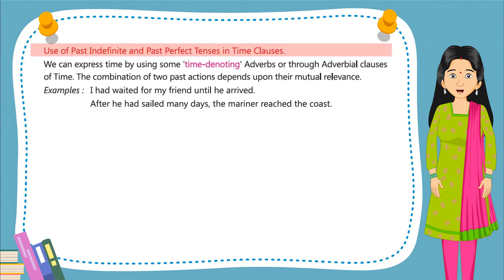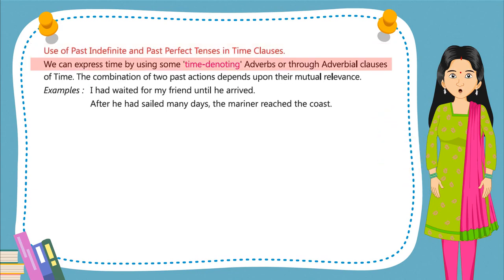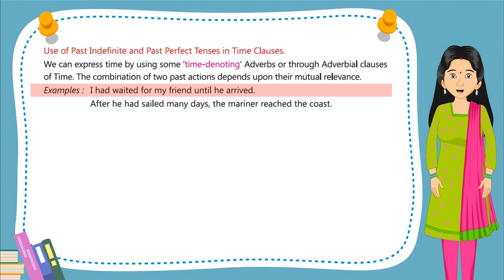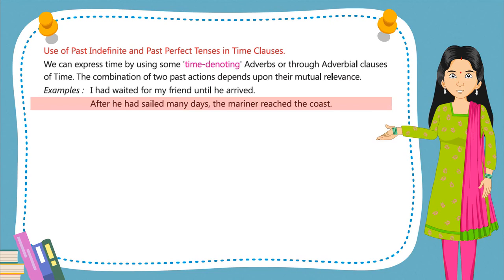Use of past indefinite and past perfect tenses in time clauses. We can express time by using some time denoting adverbs or through adverbial clauses of time. The combination of two past actions depends upon their mutual relevance. Examples, I had waited for my friend until he arrived. After he had sailed many days, the mariner reached the coast.